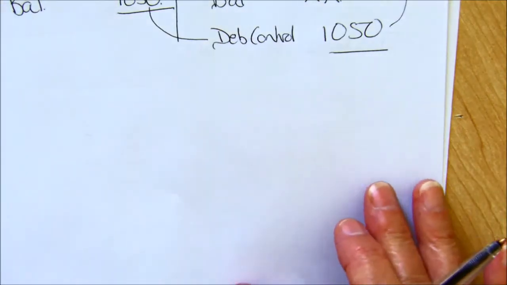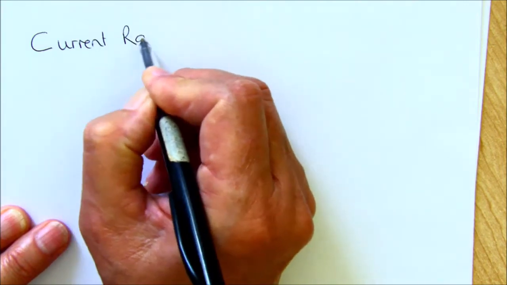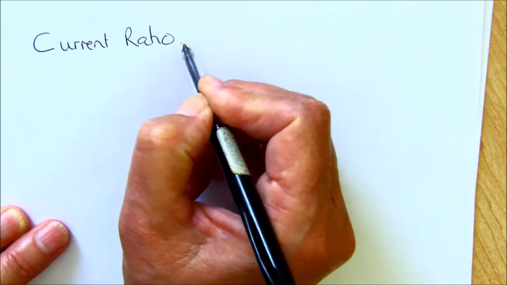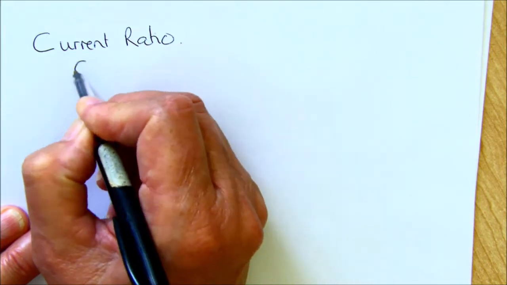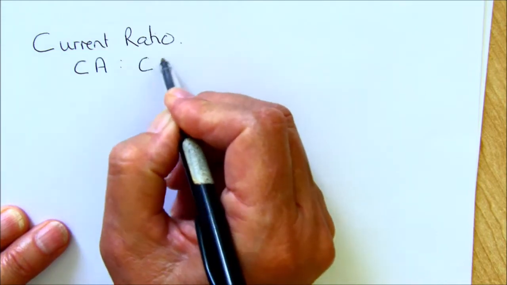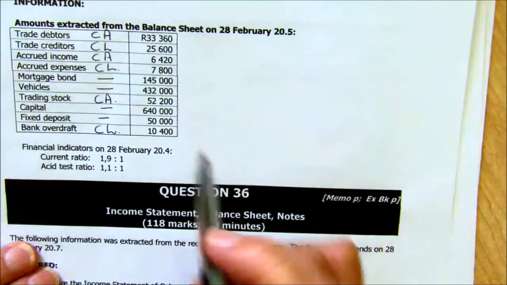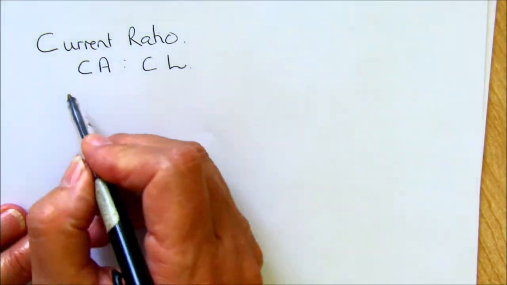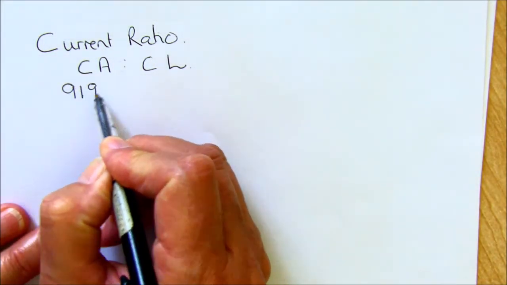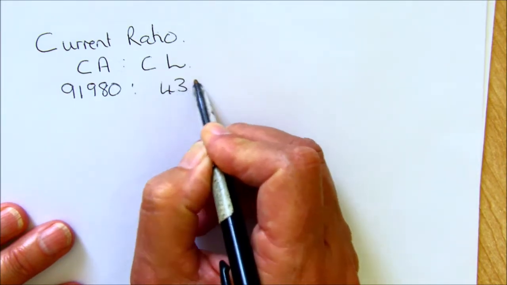Then when we come to work out our current ratio, our current ratio, as the name is telling you, is looking at a ratio. Now you do ratios in math, so you know what a ratio is, and it's looking at the current assets, that's where the word current comes from, as a ratio to your current liabilities. So you're going to have to go back here and add up your current assets and your current liabilities. And that gives you a figure of 91,980, and your current liabilities 43,800.